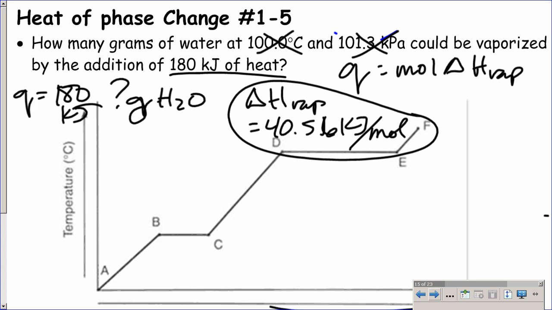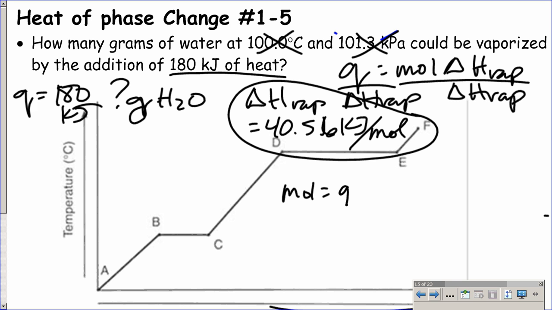Moles. If I can get you to moles, can you get to grams? Totally. You're awesome people. Okay, so using this equation, I'm isolating what? Moles. So I'm dividing by what? Delta H. Thank you. You're dividing by delta H vap. So moles is equal to Q over delta H vap.